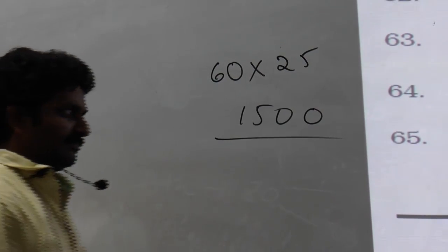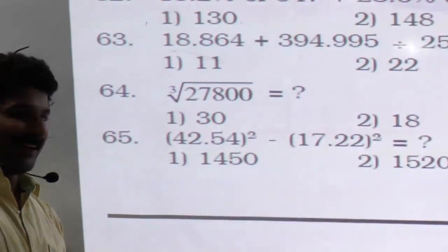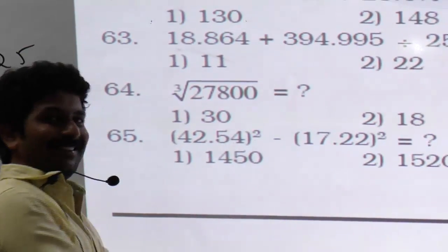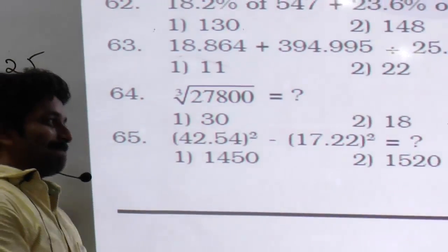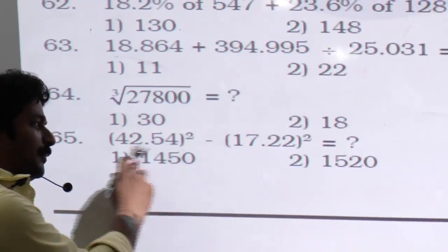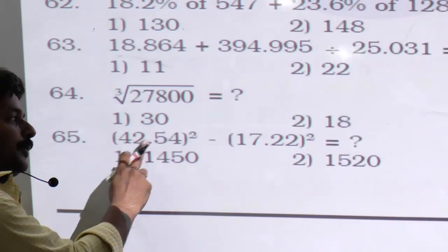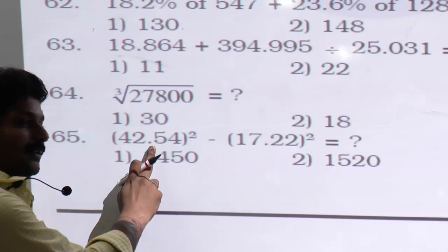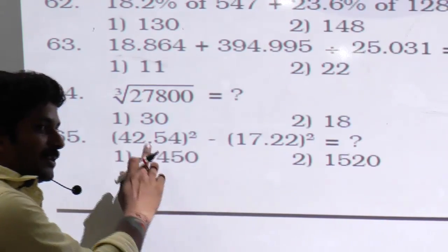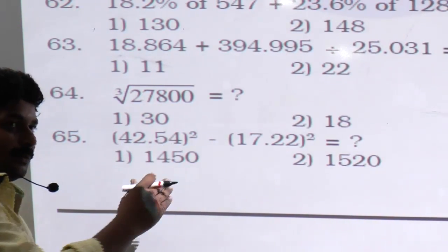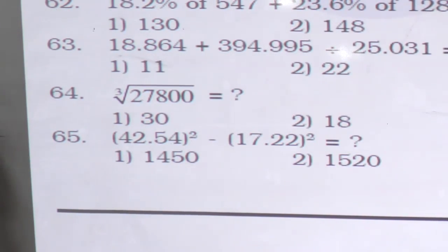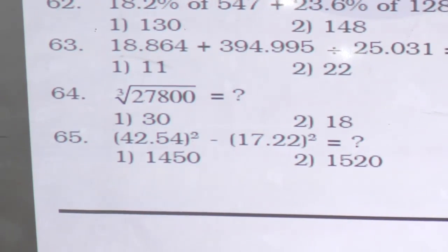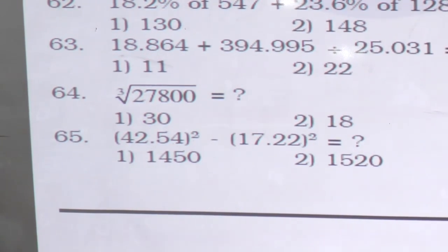Come on, what is a minus b value? 42 minus 17, 25. 0.54 minus 0.22, that is 0.32. So here you are supposed to write 25 point something. The answer should be more than 1500.